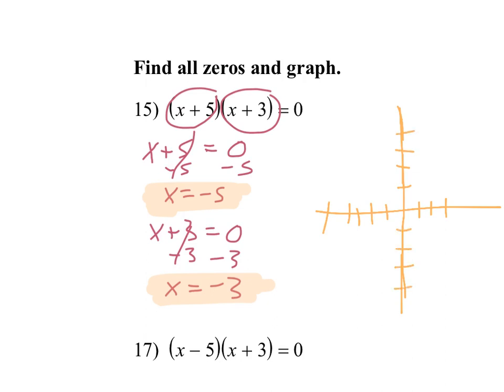So now we need to go to our graph. And where are 2 points on the graph going to be? -5 and -3. Now going back to the original equation, how many x's do we have here? Are any of them negative? No. There's no negative signs in front of the x's in our original equation.